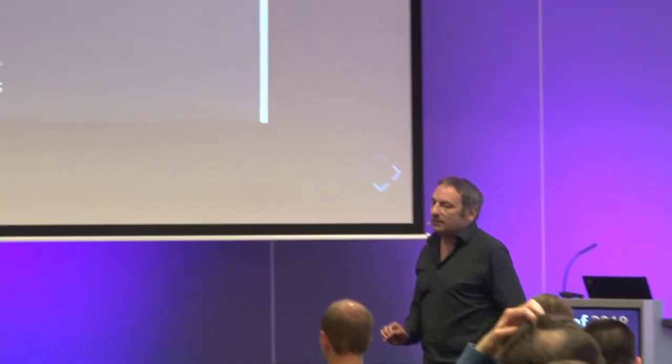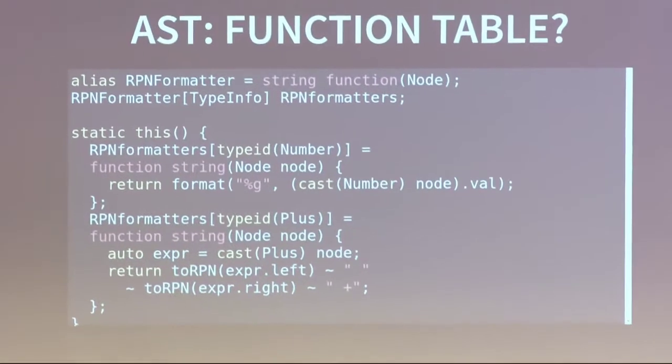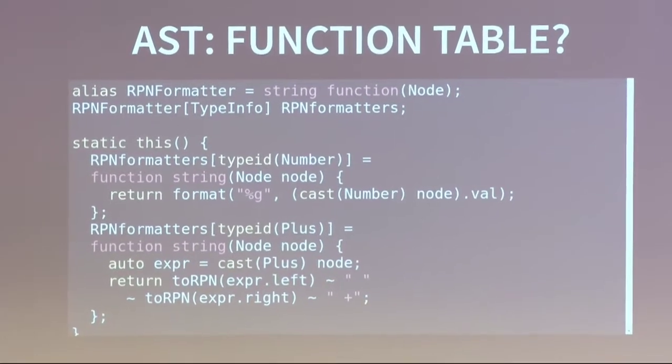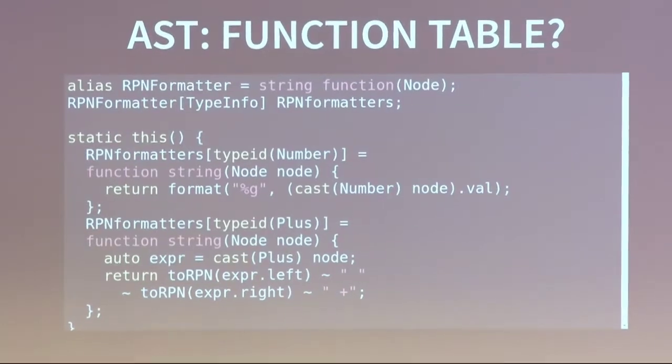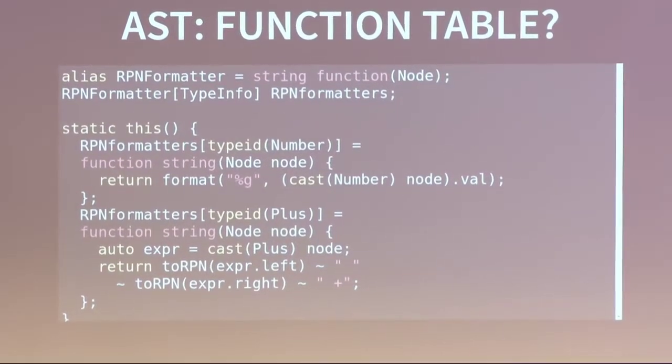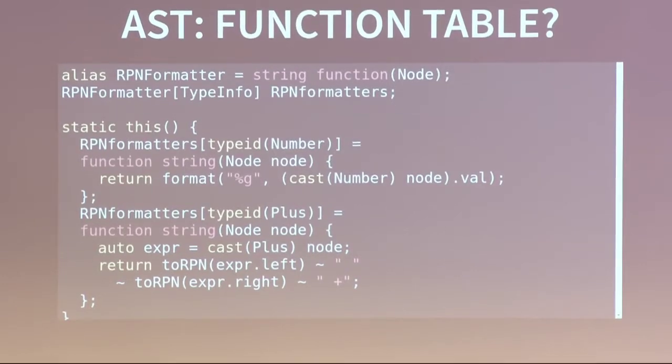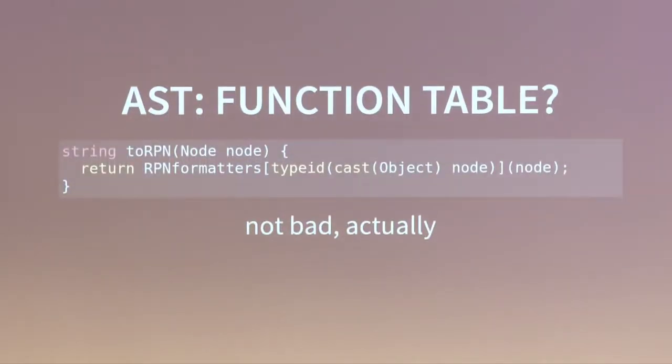And yet another way of solving that problem is to build a function table or a function hash table. So here we declare that we have an RPN formatter, which is an alias to a function that takes a node and returns a string, and here we go. Using a static constructor, we can initialize that table with functions that cover all the possibilities. Okay? And then this is the interface to that table.